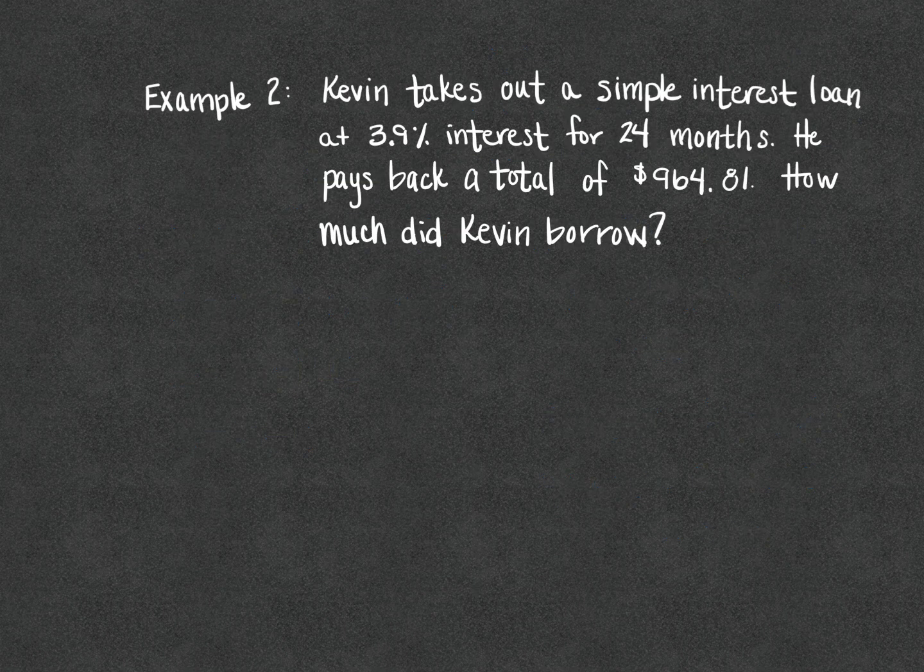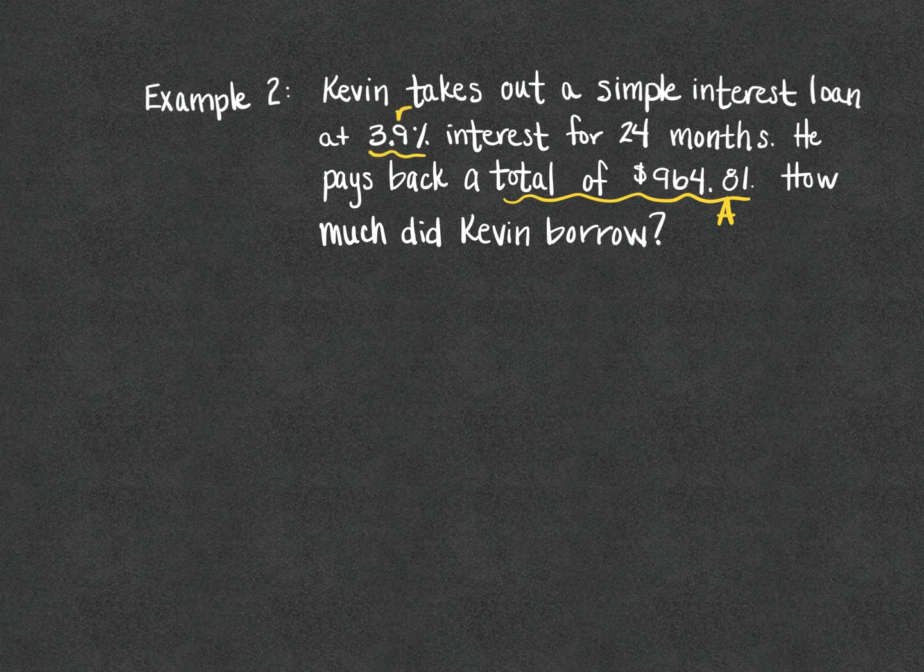All right, so let's take a look at another example. Kevin takes out a simple interest loan at 3.9% interest for 24 months. He pays back a total of $964.81. How much money did Kevin borrow? So again, when it says he paid back a total of, this total amount is that future value. When you pay back a loan, you have to pay back the principal, the amount you borrowed, plus the interest. So the total amount, or the future value, that's A.